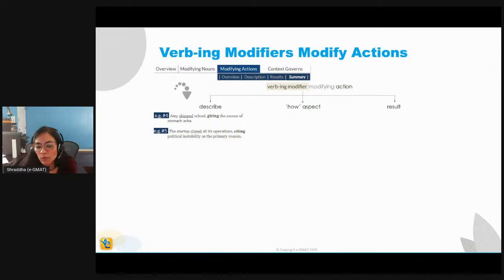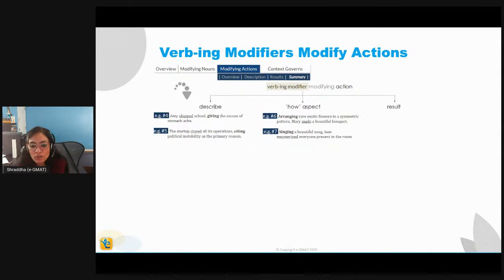So here we see a couple of examples in which the comma plus verb-ing modifier presents the generic explanation about the modified action. Now let's take a look at a couple of examples that talk about the how aspect. Okay, so here we have: arranging rare exotic flowers in a symmetric pattern, Mary made a beautiful bouquet. How did Mary make a beautiful bouquet? By arranging rare exotic flowers in a symmetric pattern.